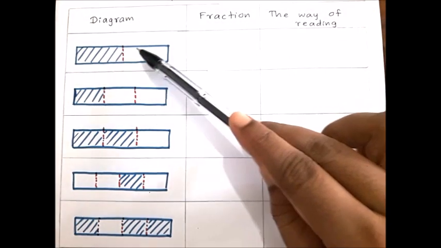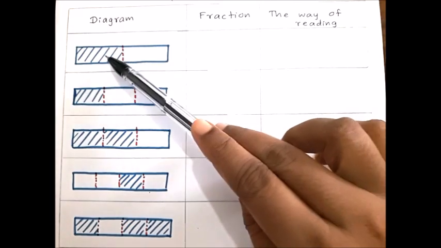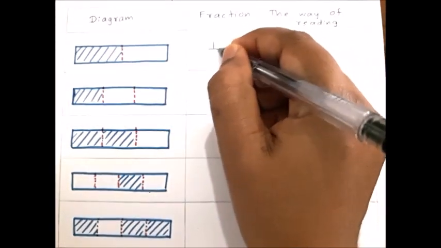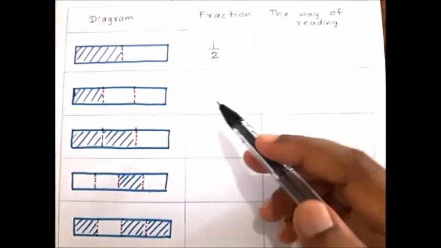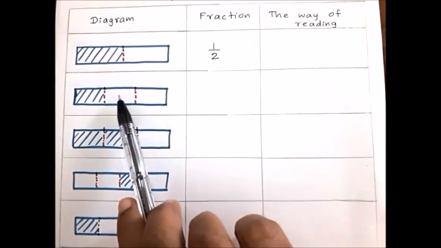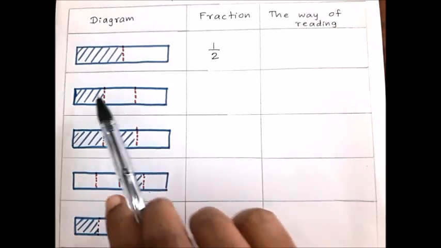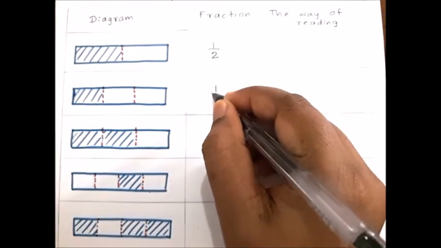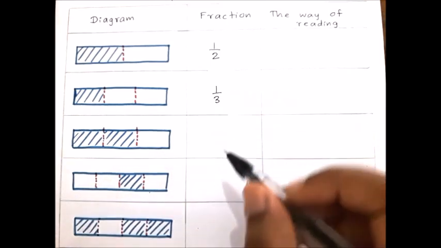Total number of parts is 2. Out of 2 parts, one part is shaded. So you can write it as a fraction, half. Then the second one, total number of parts is 3. Out of 3 parts, one part is shaded. Then write the shaded part as a fraction. It is 1 over 3.